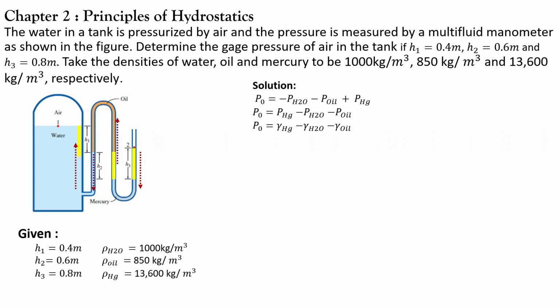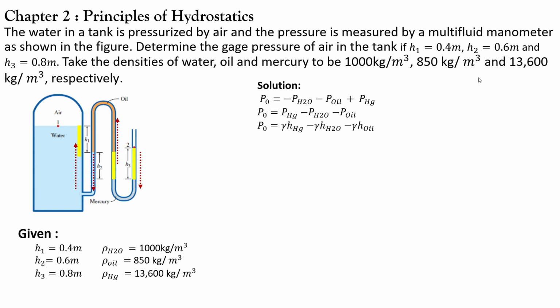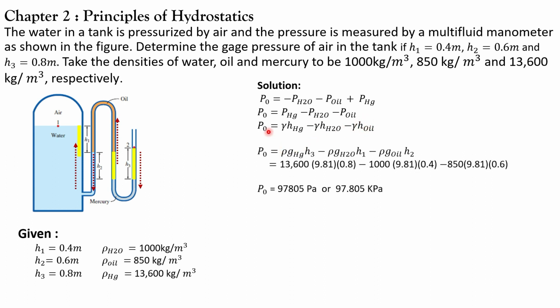Now, we go back to our formula. If you are a bit confused about the specific weight multiplied by its height, it is because pressure head is equal to specific weight multiplied by its height, and specific weight is equal to density multiplied by gravity. So that's why we have here the density times gravity in the formula.